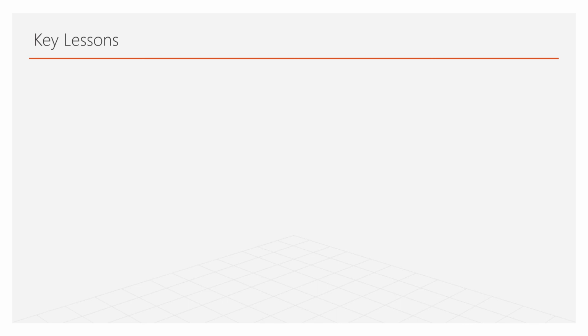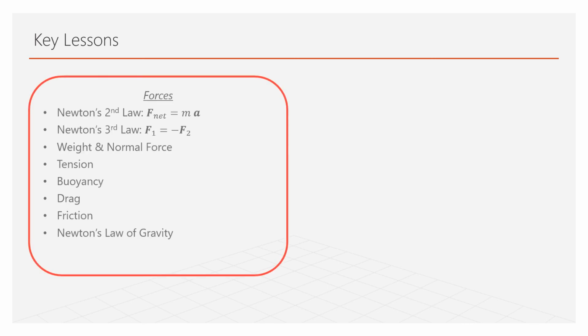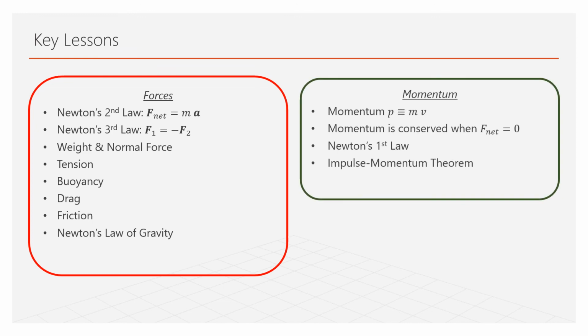That concludes the lesson on forces and momentum. First, we looked at the various types of forces and Newton's laws of motion. You should review these and be able to describe and quantify each force, and then identify the direction in which the force causes changes in motion. Then we looked at momentum as a quantity of motion, and saw that it is conserved when the net force is 0. Additionally, we looked at the impulse momentum theorem, which relates force and changes in momentum.